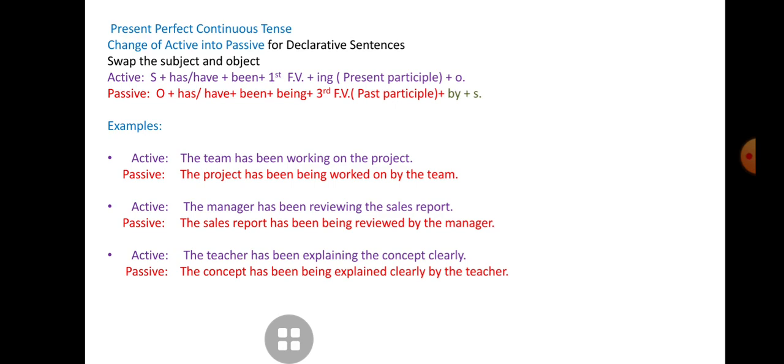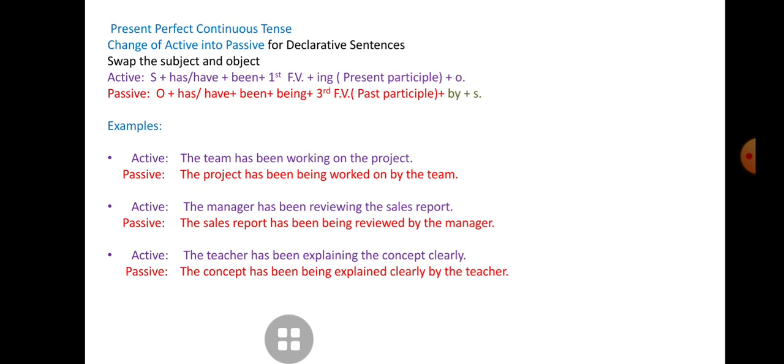So the passive voice of this sentence will be: has been working will be changed into has been being worked. The project has been being worked on by the team. Next sentence, the manager has been reviewing the sales report. So its passive voice will be: the sales report has been being reviewed by the manager.